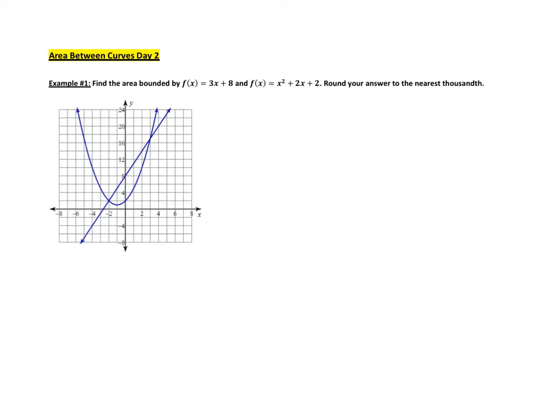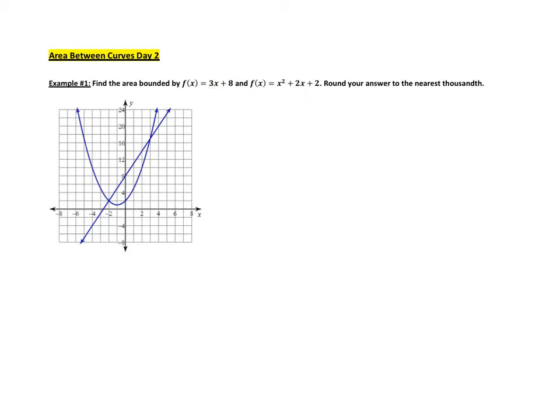Everyone, in today's lesson, we're going to do more on area between curves. In this example, again, feel free to pause the video and jot some stuff down before you listen to the explanation. I want to find the area bounded by this line and this quadratic, and I want to round the answer to the nearest thousandth.